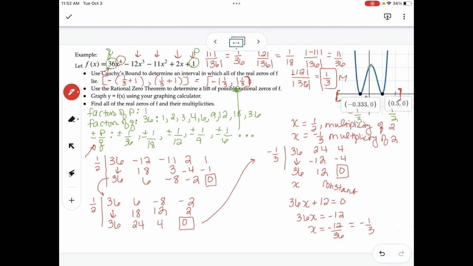In our next lesson, we'll tackle what happens if we have non-real zeros and how do we deal with those? How do we find those? But this takes care of everything in this part.